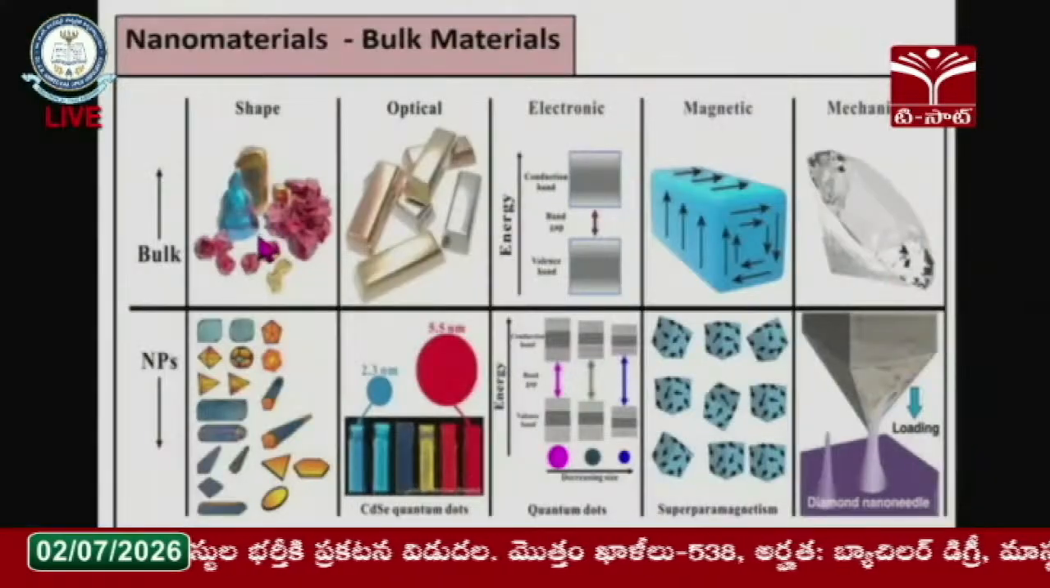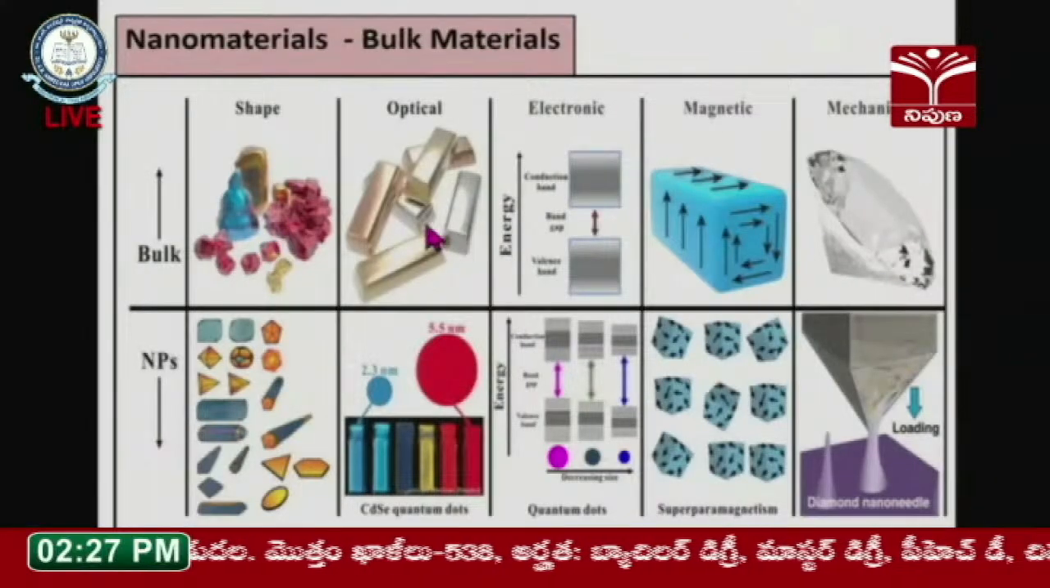And if you see this tennis ball, it is about 10⁶ times the nanomaterial there. So coming to nanomaterials, what is the basic difference between nanomaterials and bulk materials? Here the top row is bulk material and the bottom one is the nanomaterial. First, the shape: bulk has a different shape and volume.